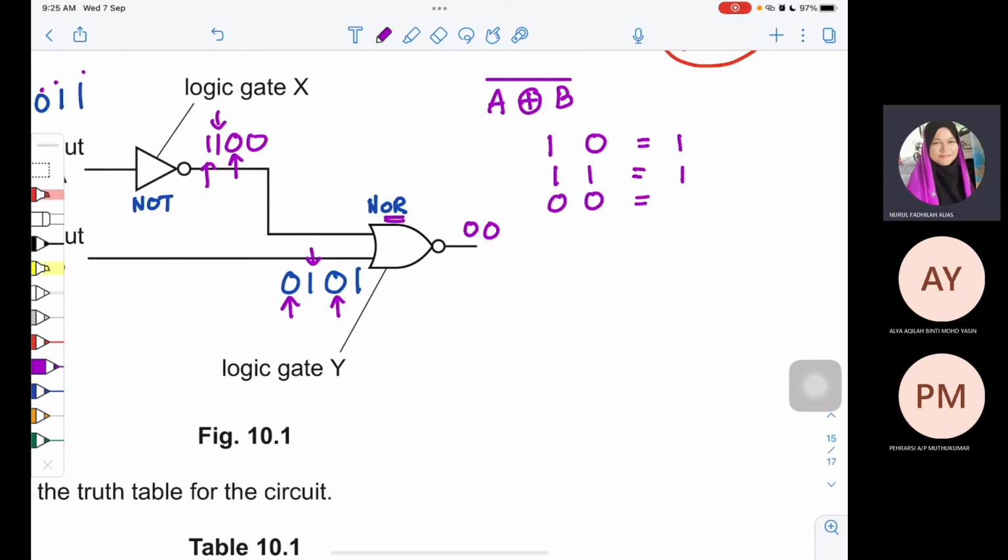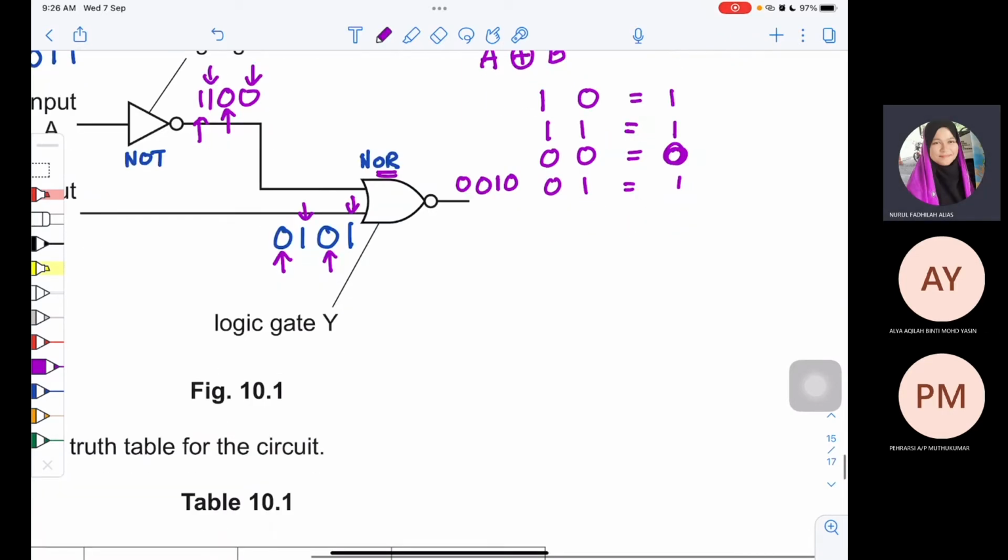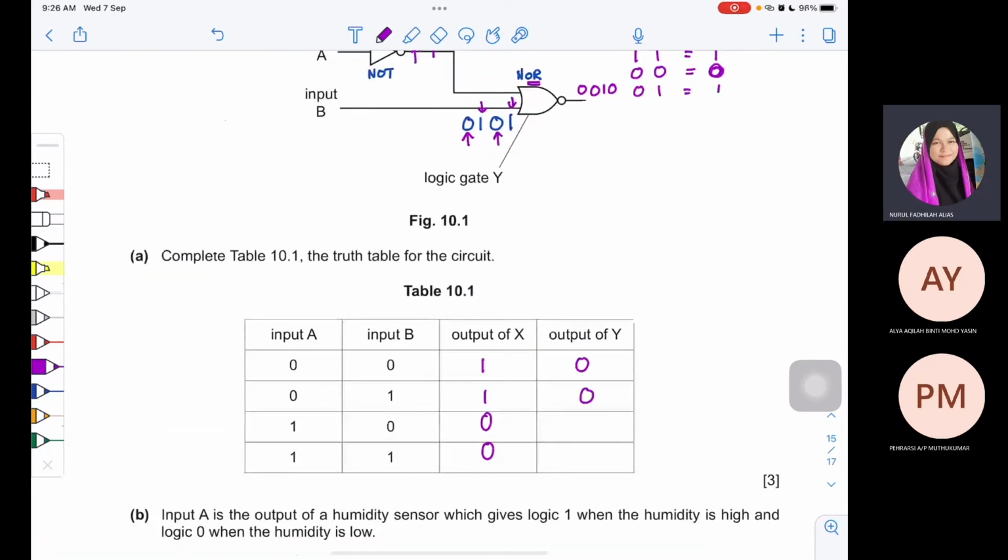Okay, next, 0, 0. So 0, 0 should be 0. But this is NOR, bukan OR. Okay, kita bar kan, kita opposite kan dia. Jadi 0, 0 sepatutnya 0 tapi kita jadi 1. And then finally 0, 1 gives us 1. Tapi this is OR. Kita terbalikkan dia, oppositekan dia. So this one will be 0. Okay, so what's the answer? So the answer is 0, 0, 1, 0. So that's very easy.